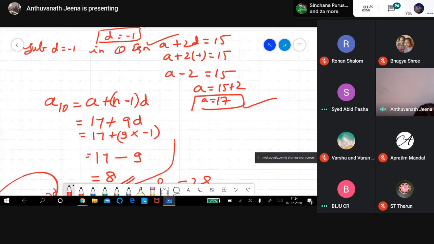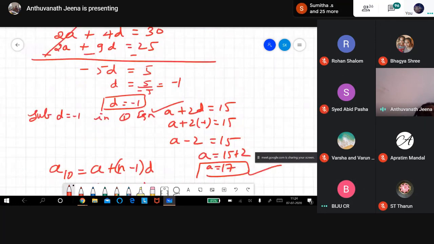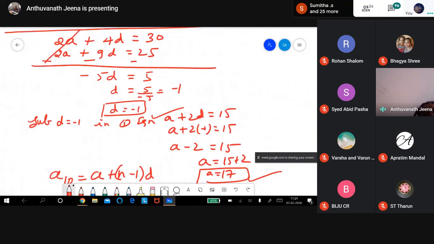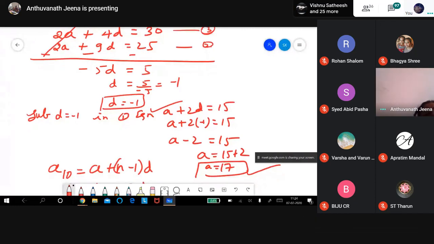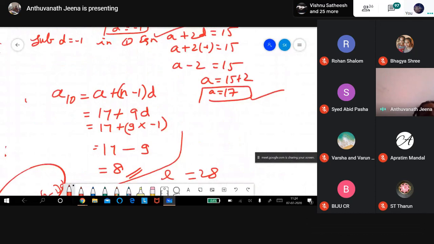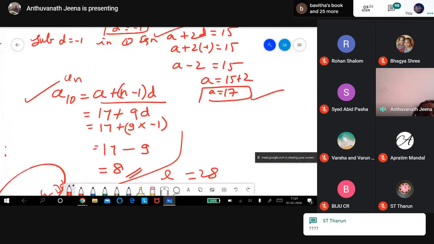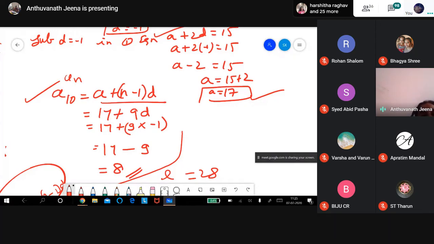A and D we are calculating by linear equation in two variables. I'll solve the first and second equation. After solving, I get what is A, what is D. Straight away, I'll substitute in the AN formula. What is the AN formula? A plus N minus 1 into D. So I'm substituting A is 17, D is minus 1. When I substitute 9 into D, I should do this first step: 9 into minus 1 is minus 9. So 17 minus 9 is 8. You understood now?